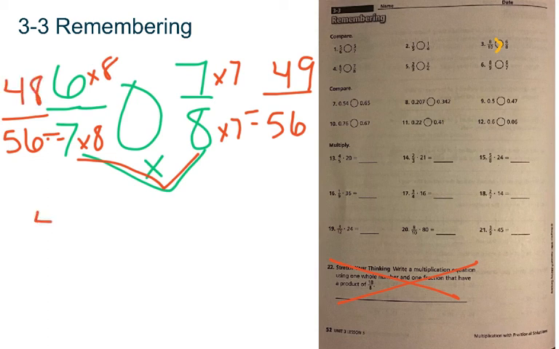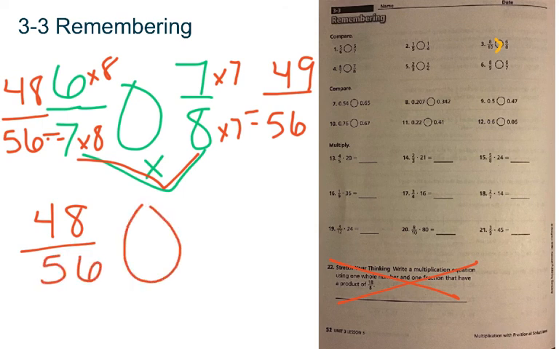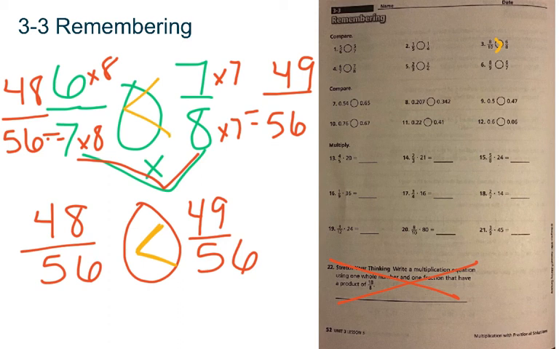Now I'm comparing 48/56 to 49/56. And I know that 49 is bigger than 48. So remember, the alligator mouth eats the bigger number. And so for number 4, we know that 6/7 is less than 7/8. And there's your answer for 4. I'm going to go ahead and erase, and we'll look at some comparisons of decimals.